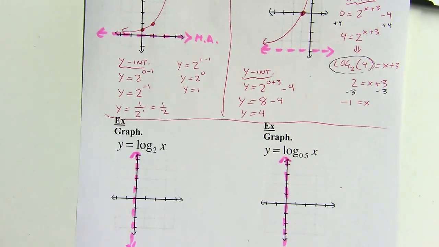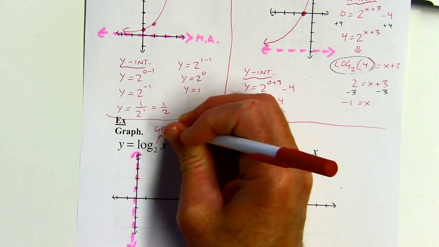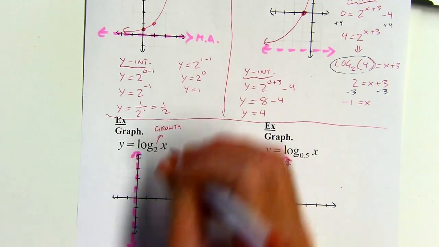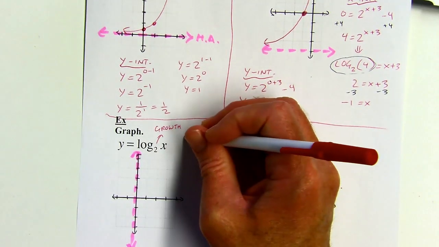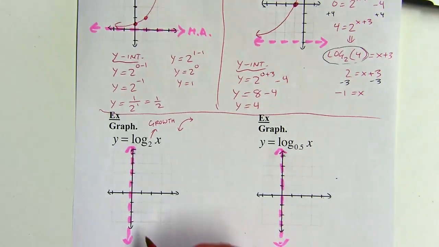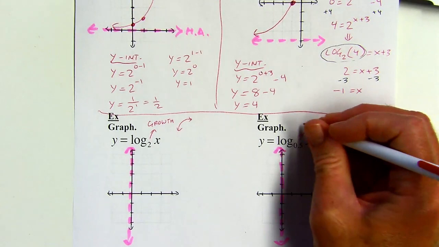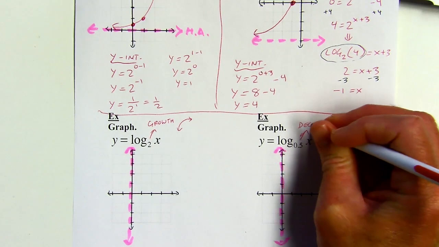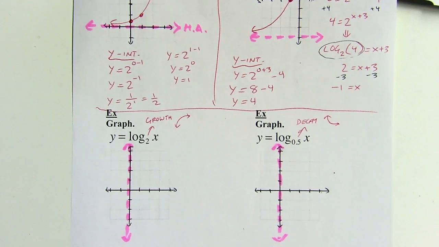Okay, and I still think of this as growth because I've got a base that's more than 1. So that means it's going to be going uphill from left to right. It's going to do something like that for a log function, but it's still going uphill if you think of it from left to right. And then this one is going to be decay. The base is less than 1, and it's going to look something like that, okay?